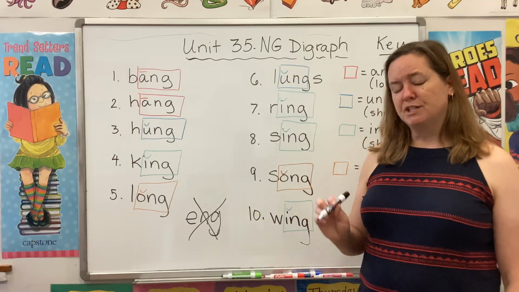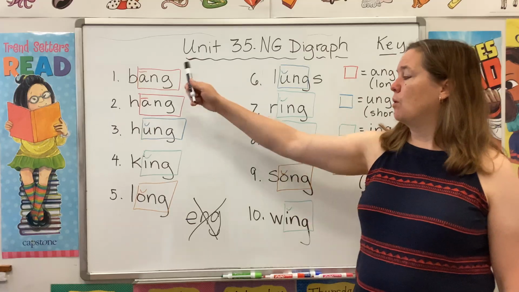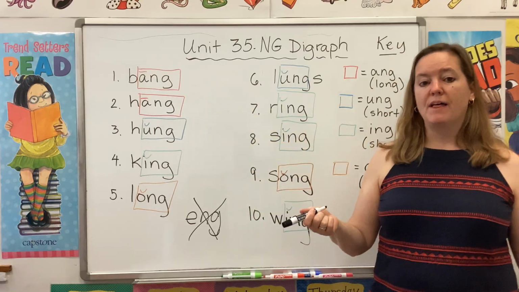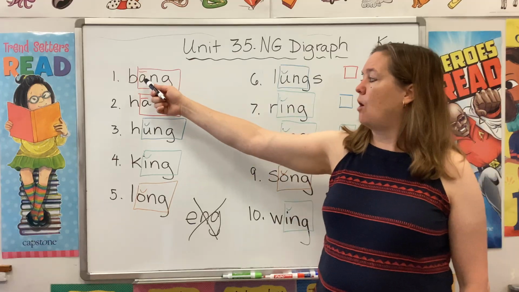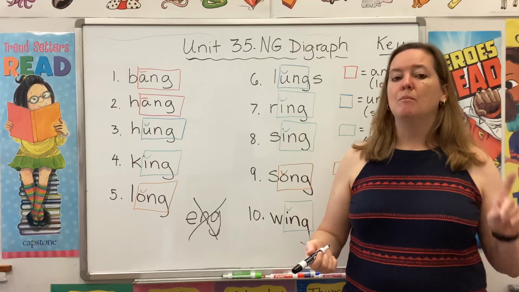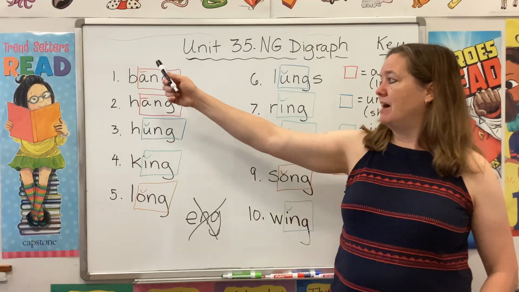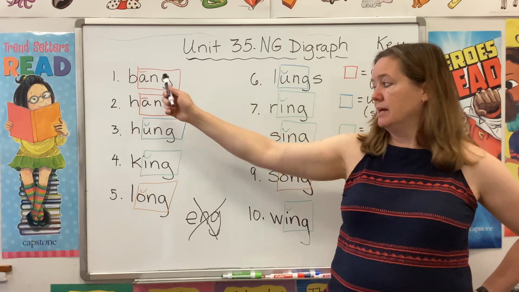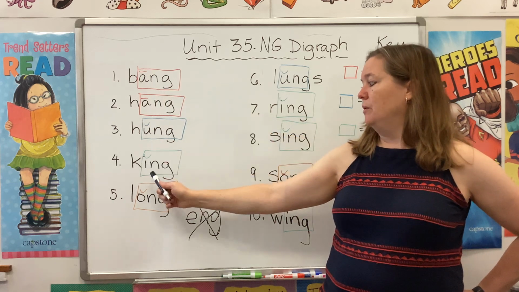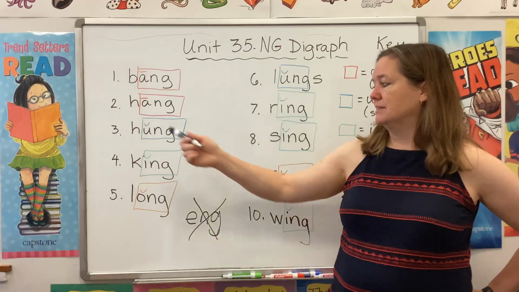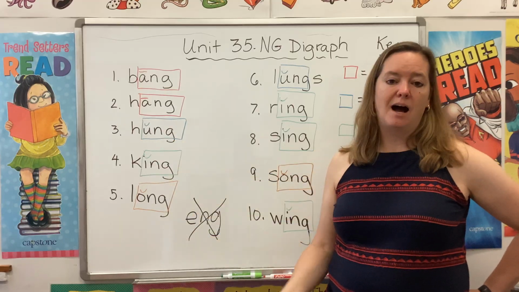So just as a quick review, notice where we find that NG, always at the end of a word or the end of a syllable. Notice it always comes after one vowel, not a vowel team, but one vowel. If that vowel is A, it's going to take on a long A sound. If that vowel is U, I, or O, it's going to take on a short vowel sound.